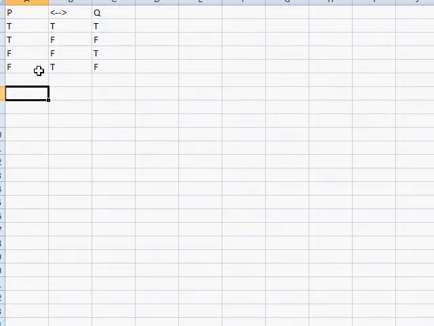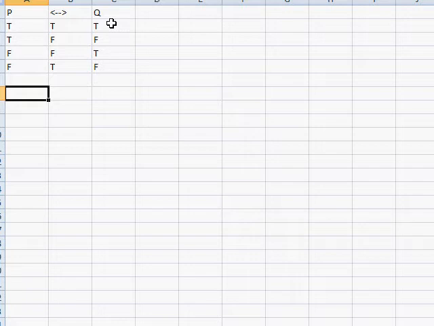So let's take a look at another example. Let's write out P and Q if and only if R or S. Now we translate the biconditional in language because it's awkward to say P or Q biconditional R or S, so we say if and only if.